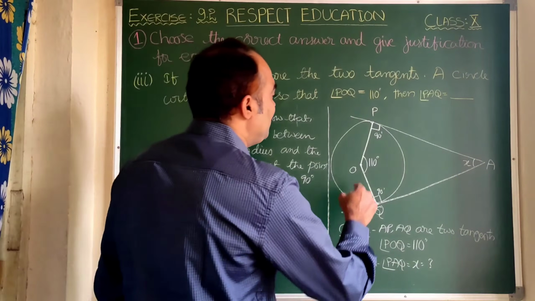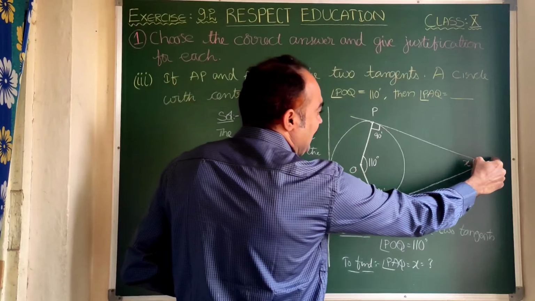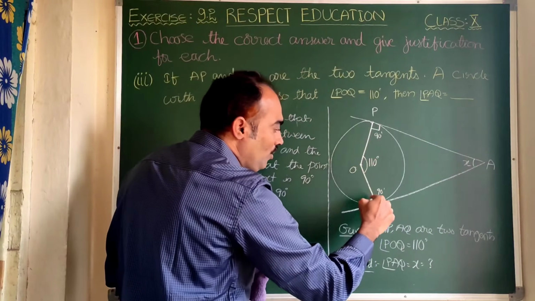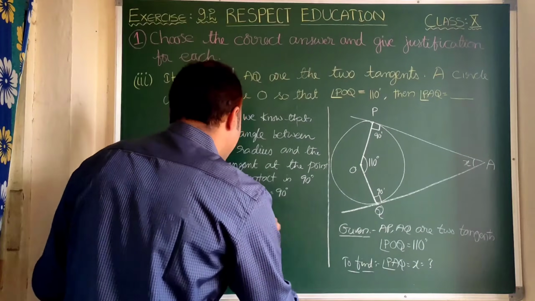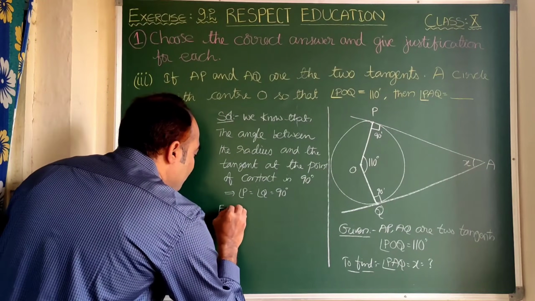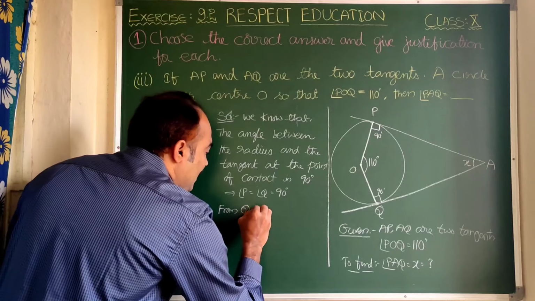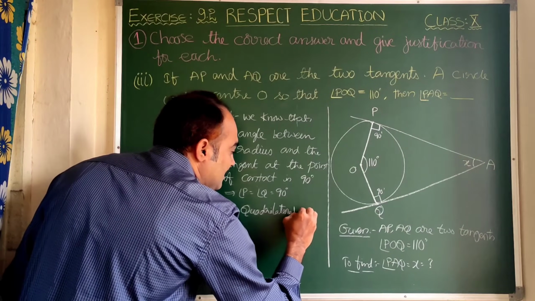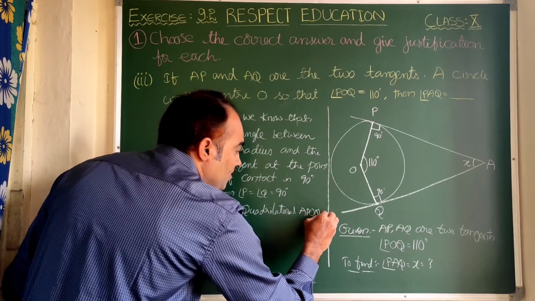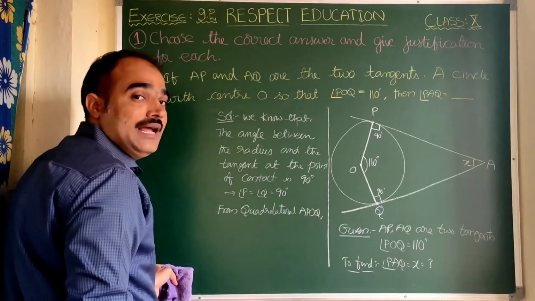Now here you observe A, P, O, Q. It is a quadrilateral. So here we can write that from quadrilateral A, P, O, Q, as we know, that is angle sum property.